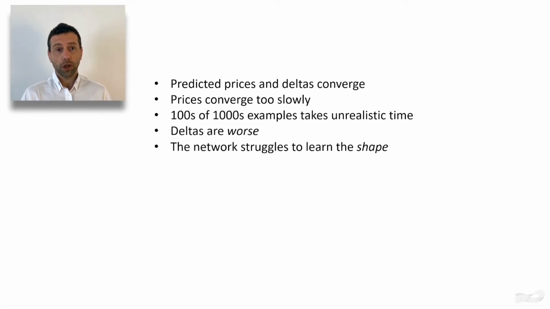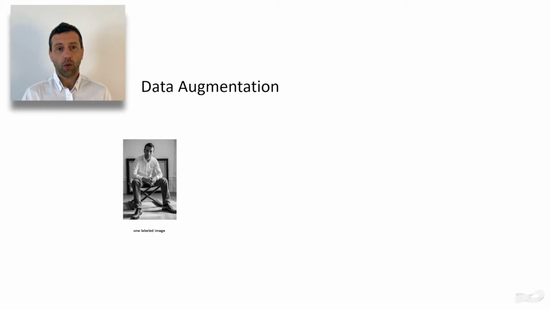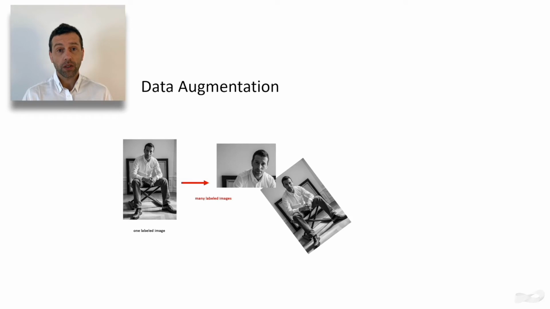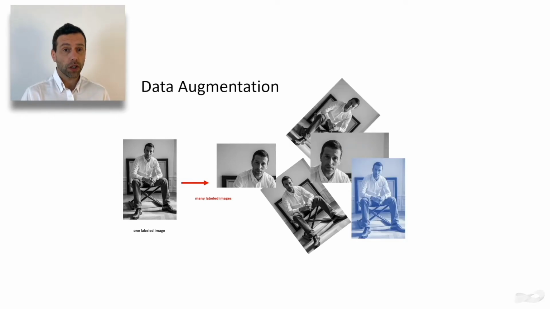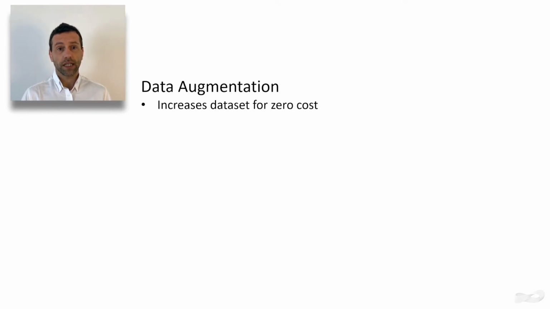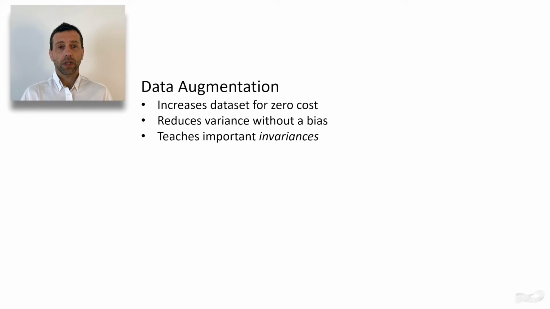To resolve these problems, we took inspiration from the field of computer vision, where data augmentation takes one labeled picture and makes many of them by cropping, zooming, rotation, recolor, effectively increasing the dataset for zero cost and reducing variance without introducing a bias. Data augmentation also teaches the machine important invariances, and we took similar steps with differential labels.